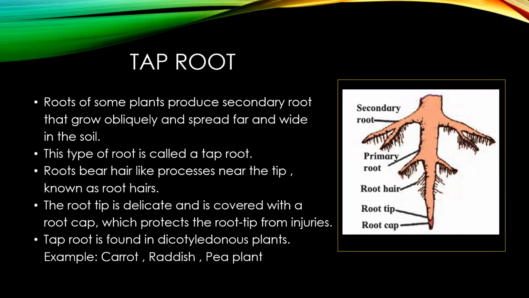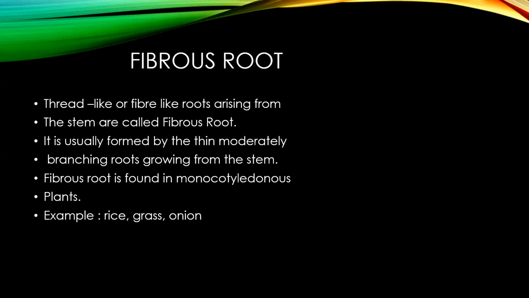Taproot is found in dicotyledonous plants. Dicotyledonous plants are those plants in which the seed has two cotyledons, that is two sections of the seed. You will find the seed can be divided into two equal halves. Example, taproot is found in carrot, radish, pea plant.